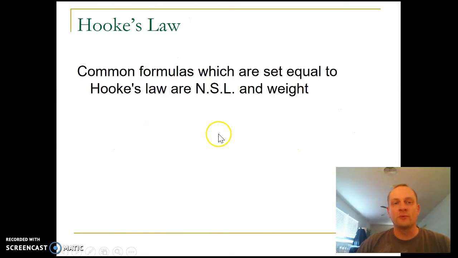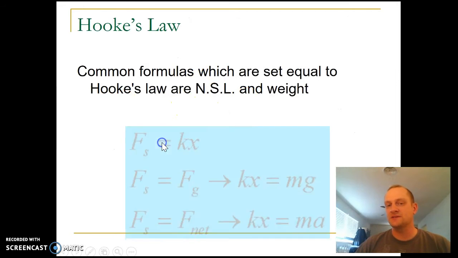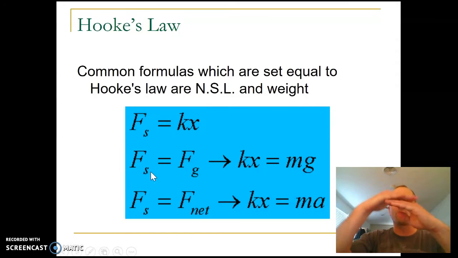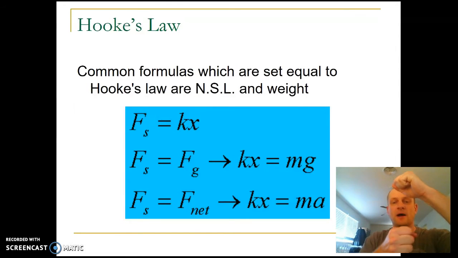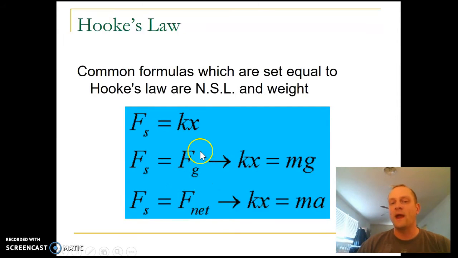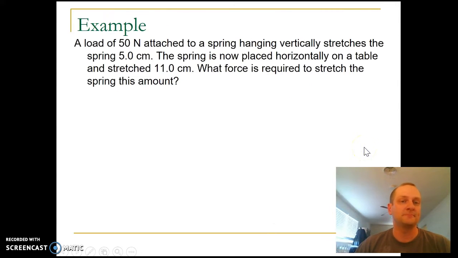Okay, so some common formulas we could use with Hooke's law. Depending on the situation, if you have a vertical spring and something's being hung onto the bottom of the vertical spring, then the weight of the object on the bottom that's stretching the spring could be set equal to the restoring force of the spring. So you could see this a lot, kx equals mg. Now, if the spring force is the net force, if that's the only force acting on an object, or it's the sum of the forces, then you could set kx equal to ma. And so you'll see both of those situations pretty commonly.